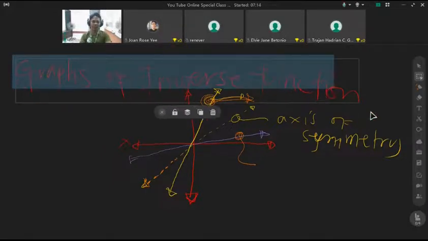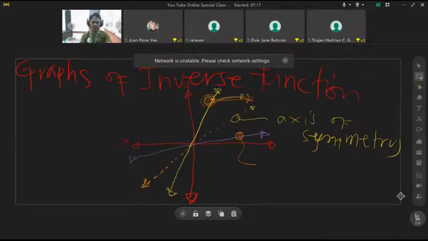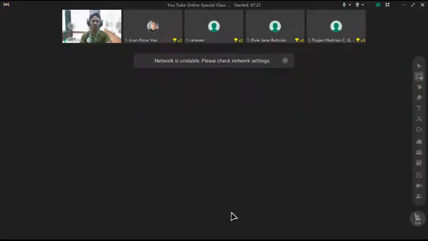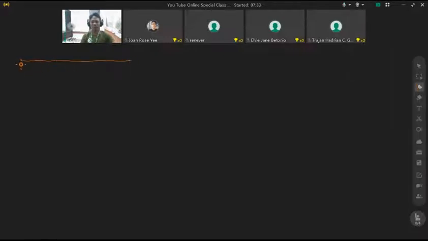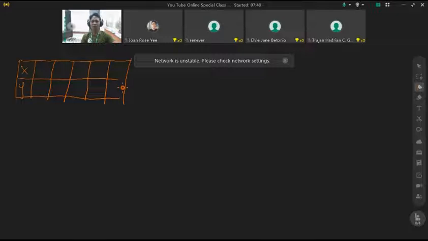That's the concept of these two functions. Our task this afternoon is to sketch the graph of this inverse function given the table of values. We know the table of values, right? It looks like this: we have a table which consists of values of x and values of y. Now, how do we graph this one?